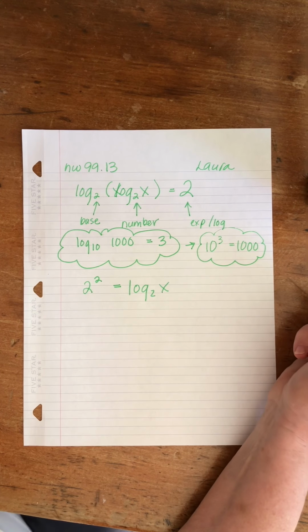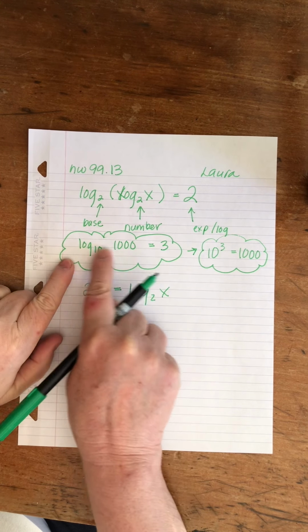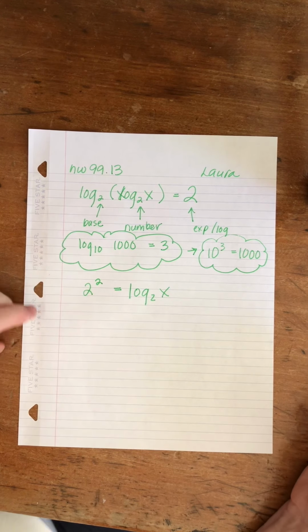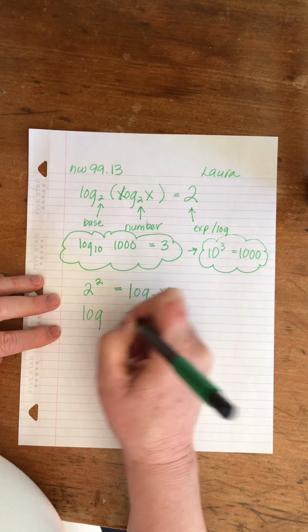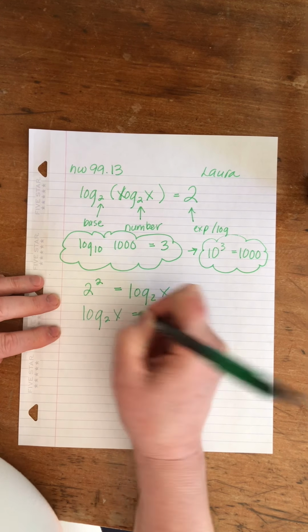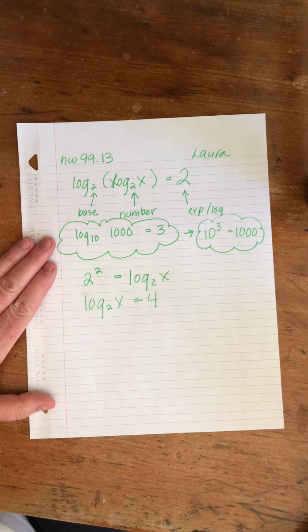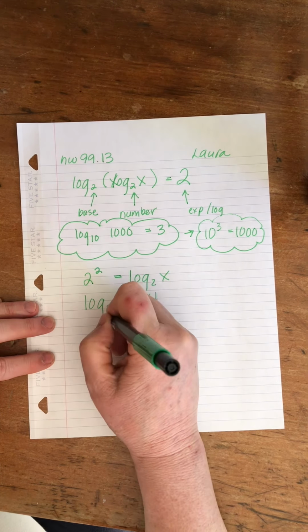Oh, that looks really weird, doesn't it? But I recognize if I just wrote this the other way, if I just flipped the 2 sides around, I'd have this again, wouldn't I? Because it's a log in a log. That's what's cute about these problems. So I'm going to rewrite it just so it looks super familiar to you. And I'm going to simplify this 2 squared. That's 4. And so we have now another basic log equation.